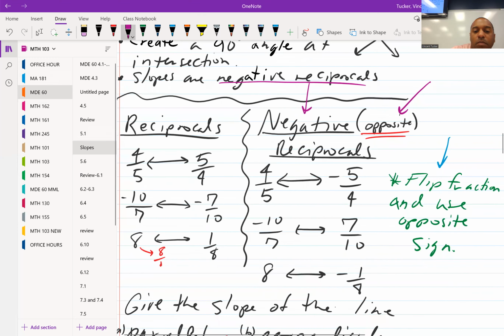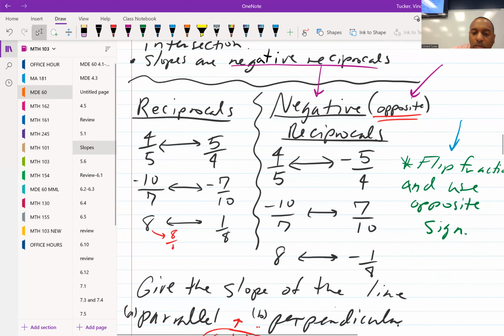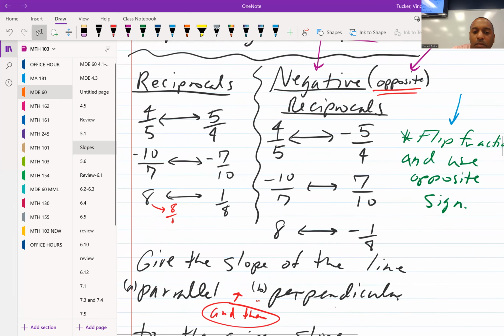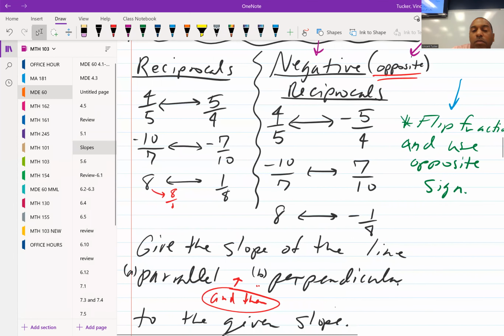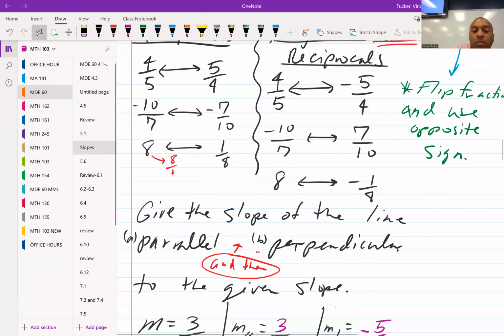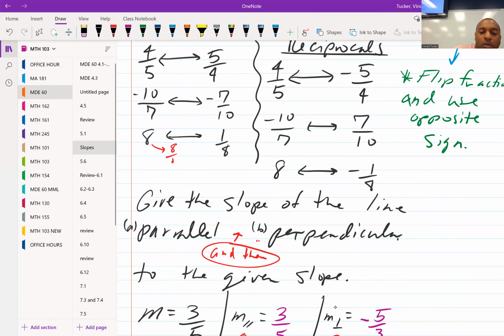Can I scroll up? All right, let me do this.